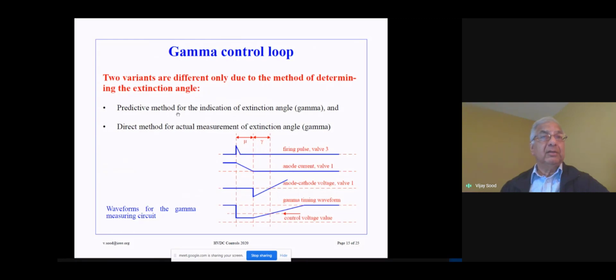The predictive method of extinction angle is proposed by a different manufacturer. So this is one variant, and this is another one. We will not discuss this one.